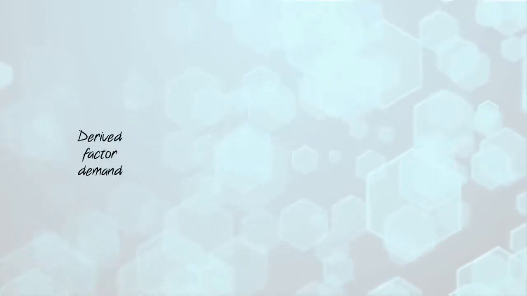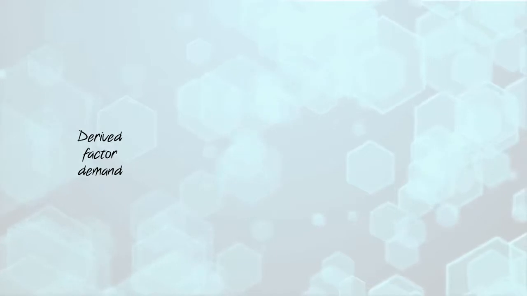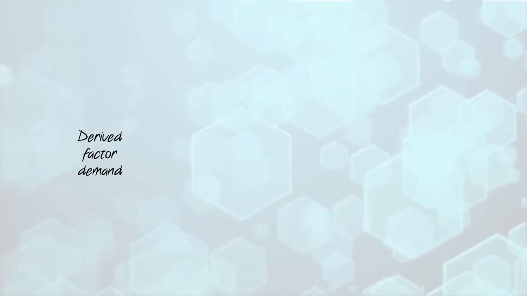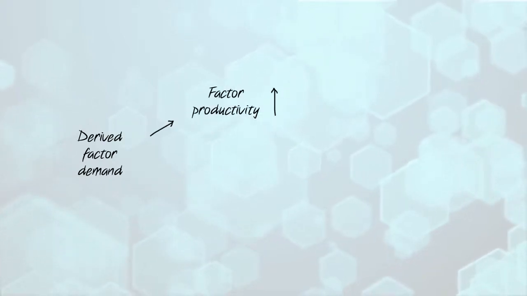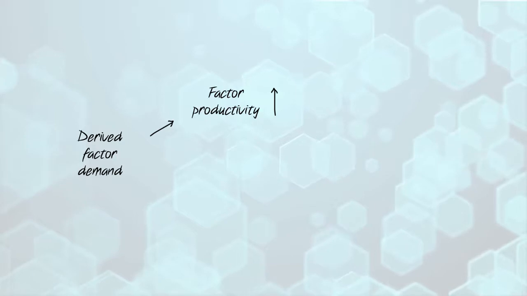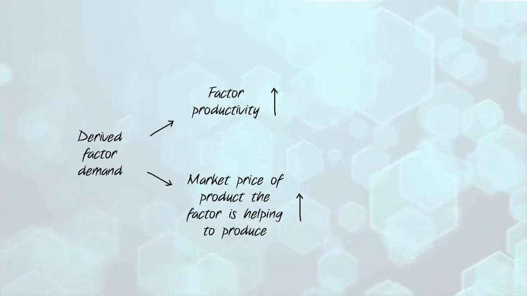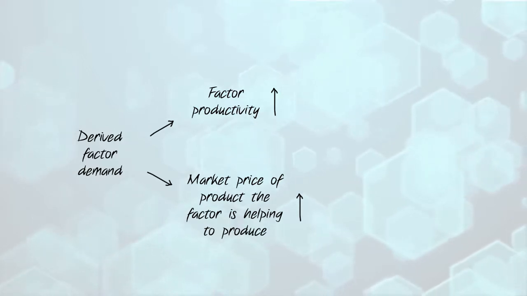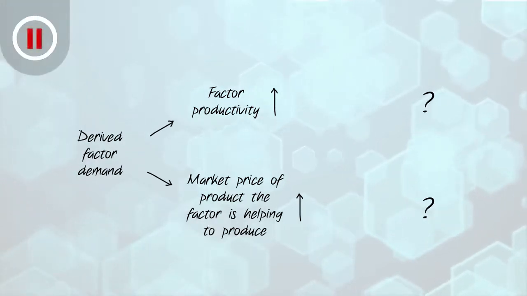Now here's our first important insight. The derived nature of resource demand implies that the strength of the demand for a factor such as labor will depend on two things. One, the productivity of the factor helping to create the product, and two, the market price of the product that the factor is helping to produce. Take a look at this figure and see if you can fill in the question marks with an up or down arrow as we pause the presentation.